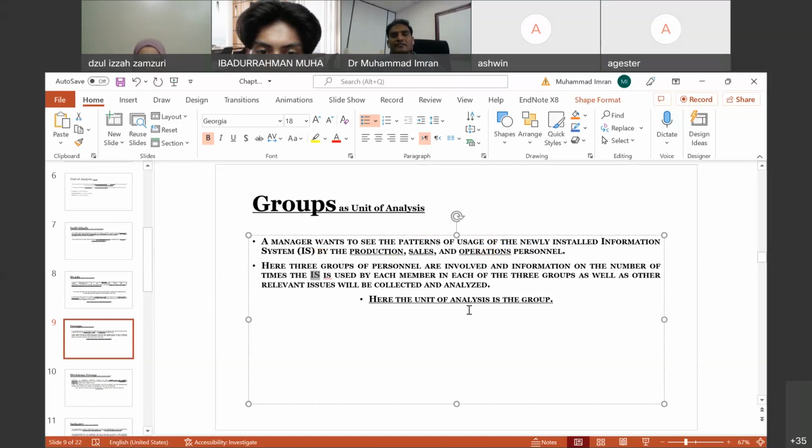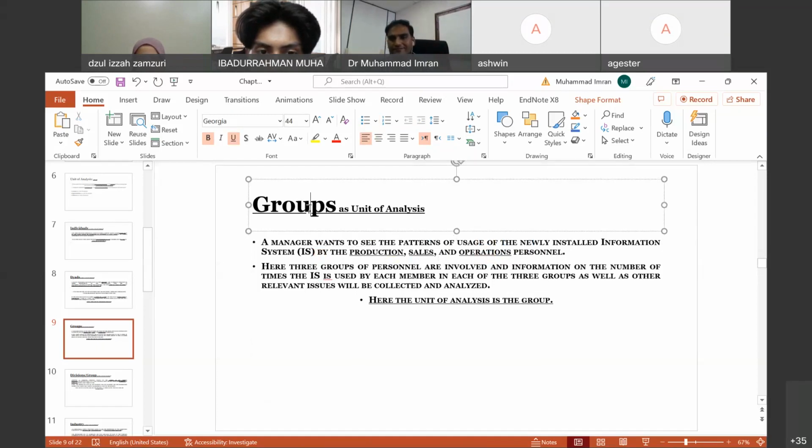Here the unit of analysis is the group. He will collect the data from production, one group, from sales, second group, and from operations, third group. This means he has three groups. So it belongs to the group analysis. Understand?